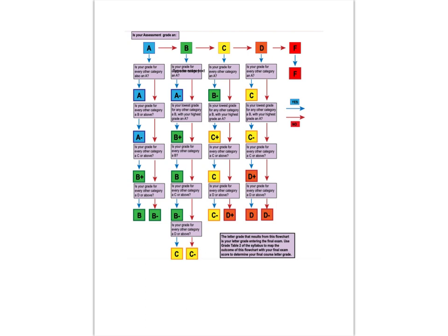So his assessment grade was at the A level, so we're going to start there. And then the question is, is your grade for every other category also an A? And that answer was no. There were quite a few categories that were at the B. So we go down to this, and then it says, is your grade for every other category a B or above? And that actually was true. So what we see is Idris has an A- going into the final.